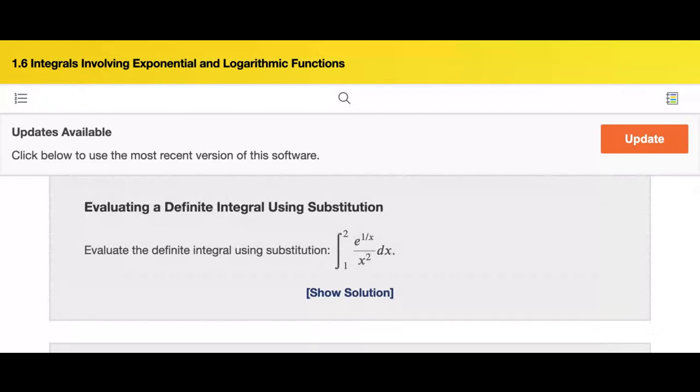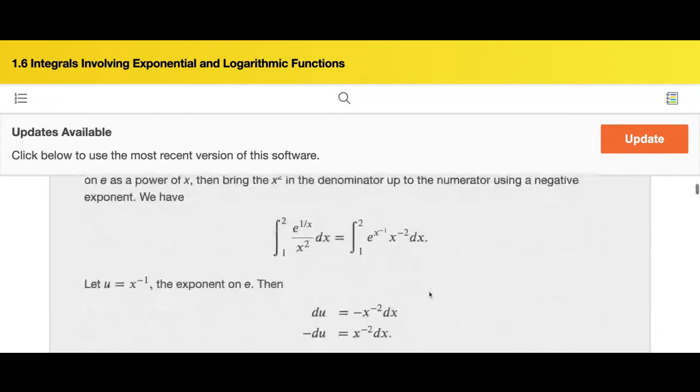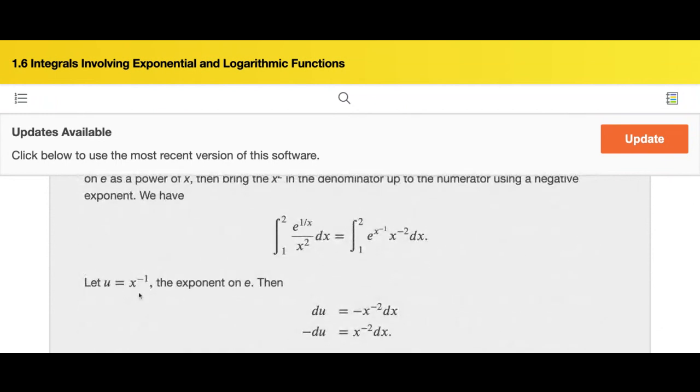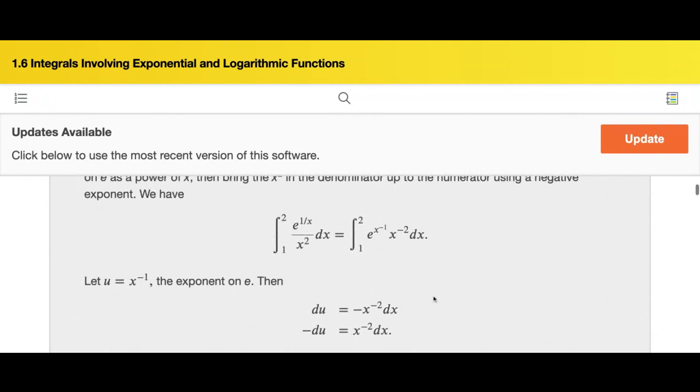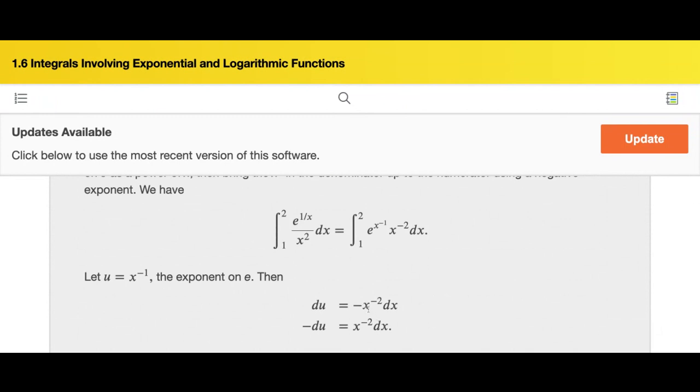Okay, let's see this one. Evaluating a definite integral using substitution. The integral is e raised to 1 over x. So we want u to be 1 over x, and then du dx will be negative 1 over x squared. And we see x squared here, so we just have to offset by a negative sign. So we let u be 1 over x, that's x raised to negative 1. We take the derivative and get negative 1 over x squared. That means 1 over x squared dx is negative du.